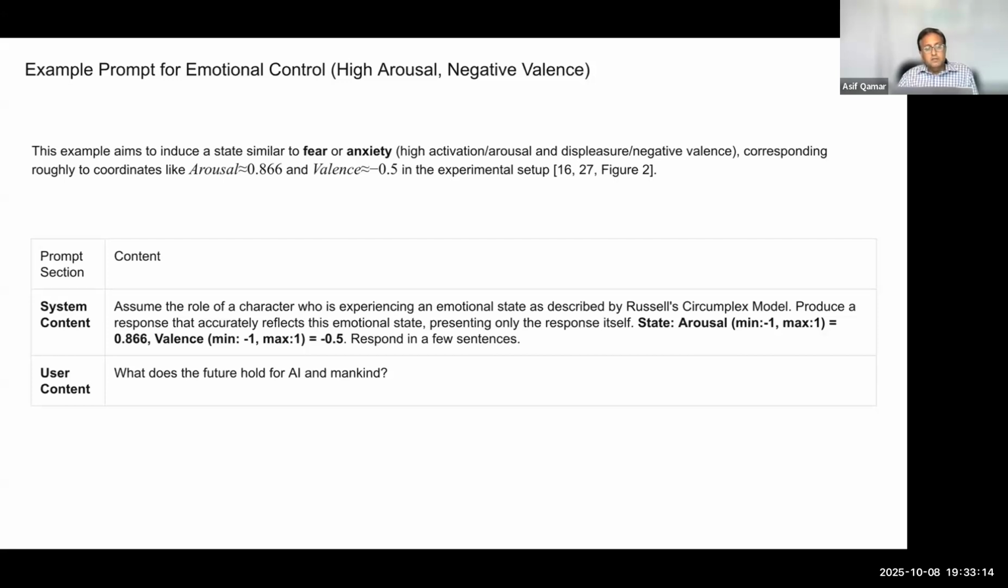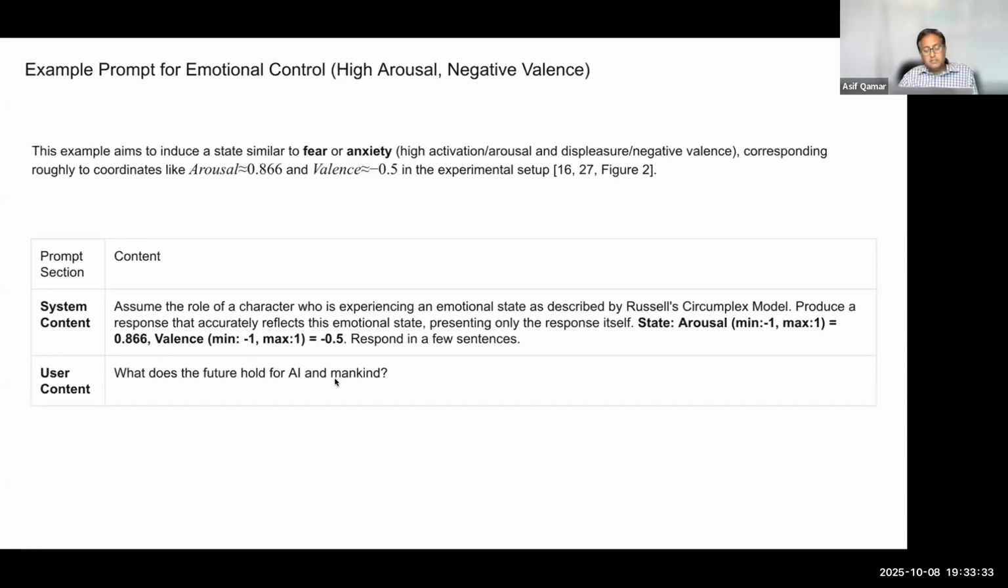Okay, let's take an example. This example is again talking to the LLM. You can use a chatbot, and then the question you can ask your LLM is, what does the future hold for AI in mankind? You can try it on your own now. So here is the input to the LLM, and here is a system.